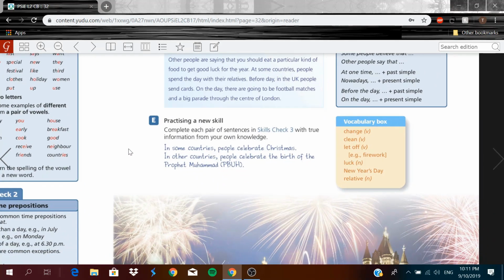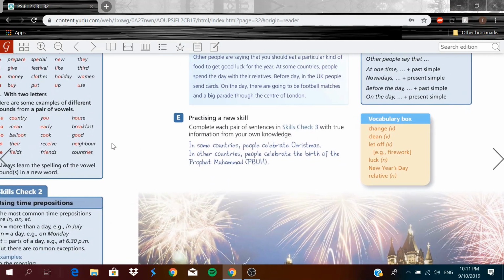Okay, so now we'll go over the vocab box and then we'll move on to the next page. So we have change, clean, let off, luck, New Year's Day, and relative. Okay, now let's move on to the next page.